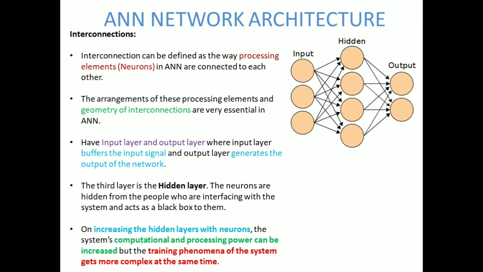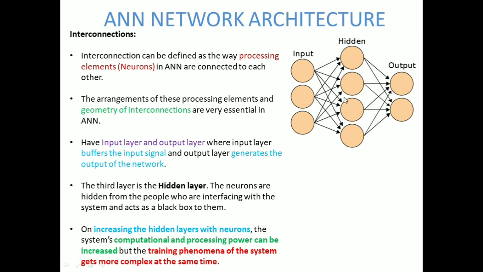So before discussing the different types of architectures of neural networks, first of all we have to discuss what interconnections are. Interconnections can be defined as the way through which these processing elements, so here we are going to call these processing elements, are connected to each other. Okay, so the arrangement of these processing elements and their geometry of interconnections, that is from the input to the hidden layer to the output layer, are very much essential to these artificial neural networks.